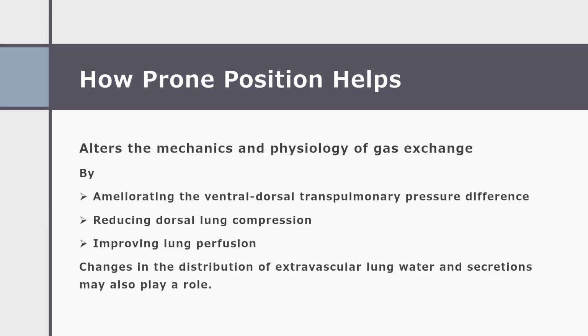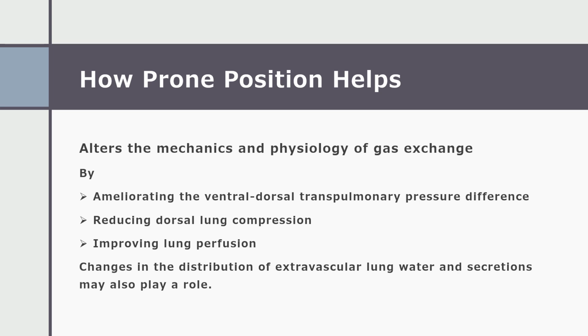But how does prone position help in achieving improved oxygenation? Prone position alters the mechanics and physiology of gas exchange by ameliorating the ventral dorsal transpulmonary pressure difference, reducing dorsal lung compression by heart and diaphragm, and by improving lung perfusion. Changes in the distribution of extravascular lung water and secretions may also play a role.